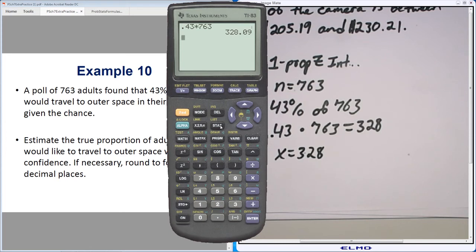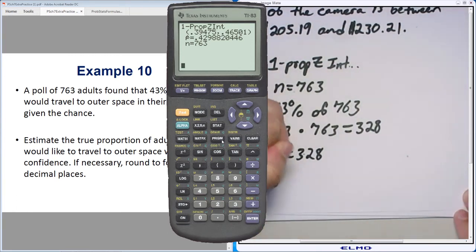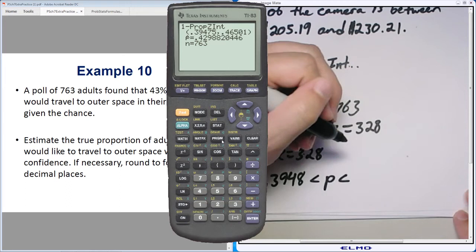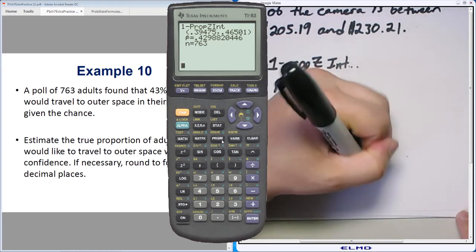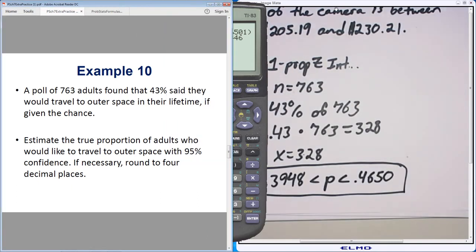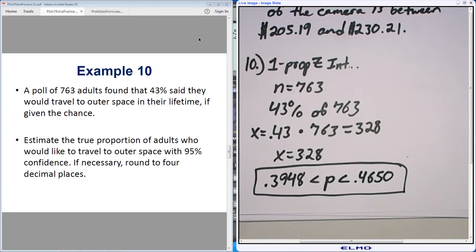Now let's go back and find the interval. X is 328. N is 763. C-level is 0.95. Calculate. We'll round that to 4 decimal places, and that is our answer. All we have to do is write it out. 0.3948 is less than P, population proportion, which is less than 0.4650. There's a P in the notation because this is for a proportion.